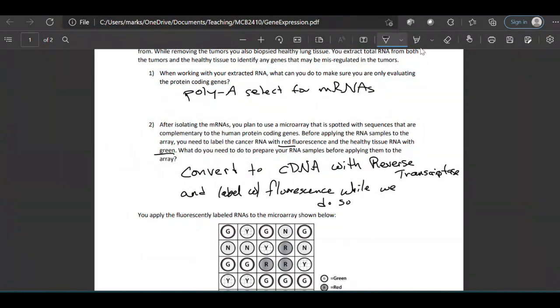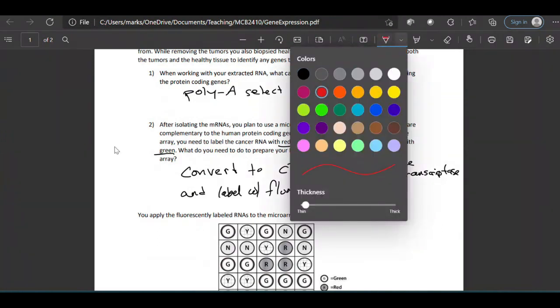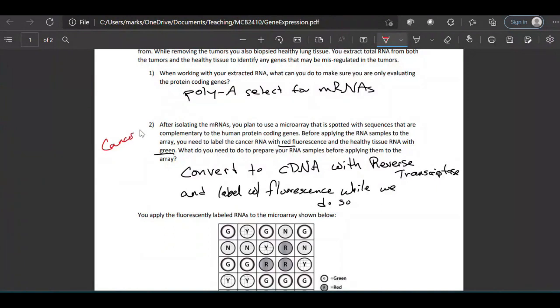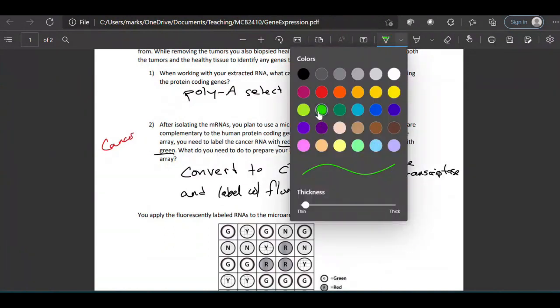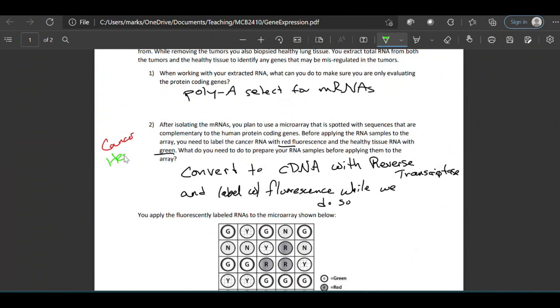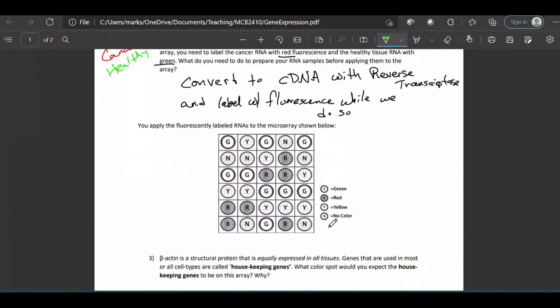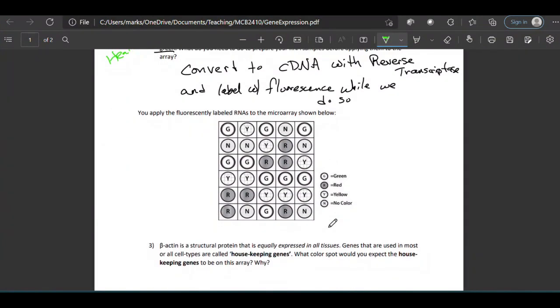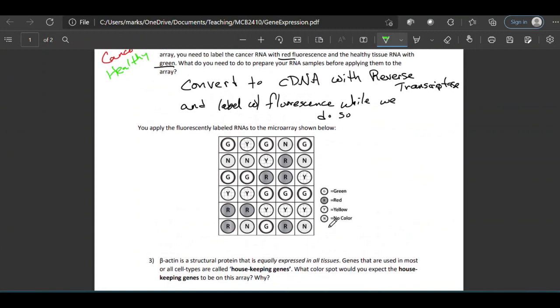Okay, so in this case, we're going to be making the cancer red and the healthy tissue will be green. Okay. You apply the fluorescently labeled RNAs to the microarray shown below. Okay, now we're going to start asking some questions.